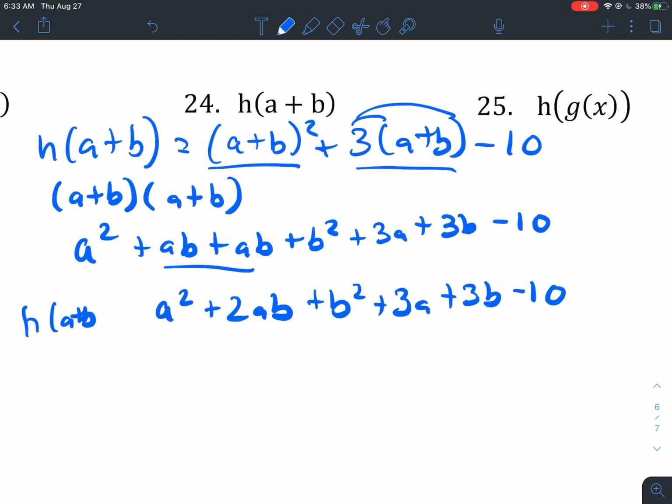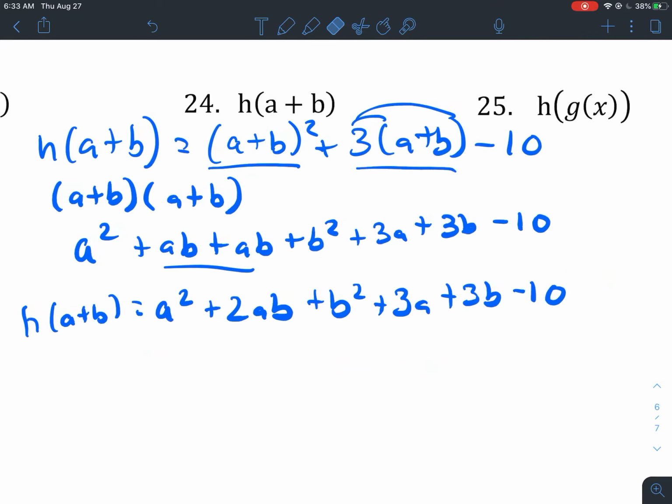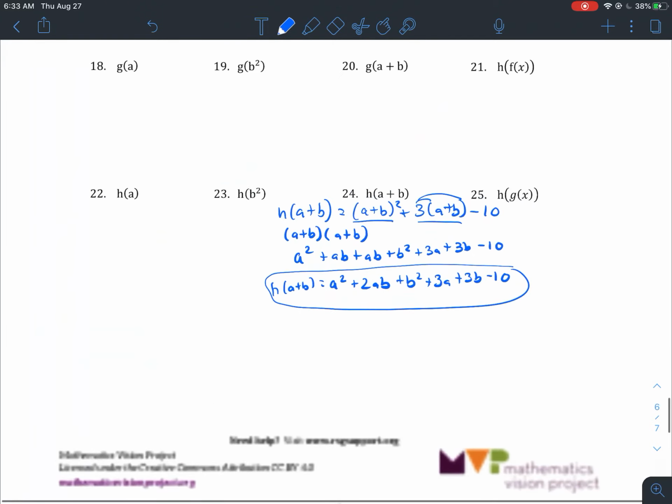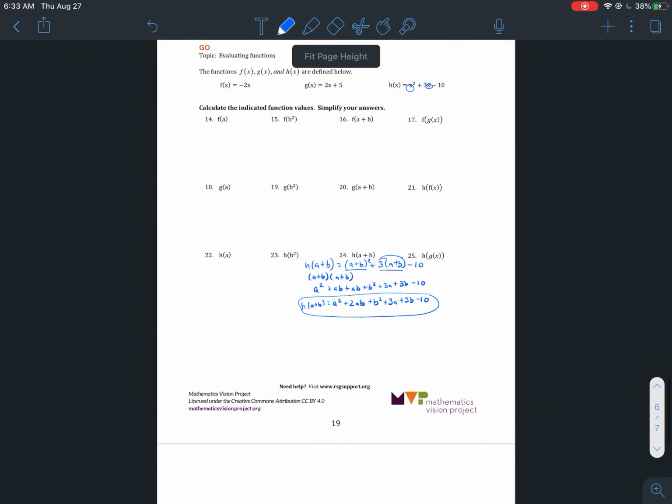All right. And this is what h of a plus b equals. So that would be your answer to number 24. So now let's go ahead and try number 25.